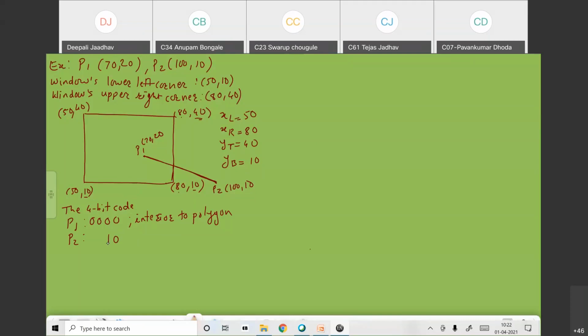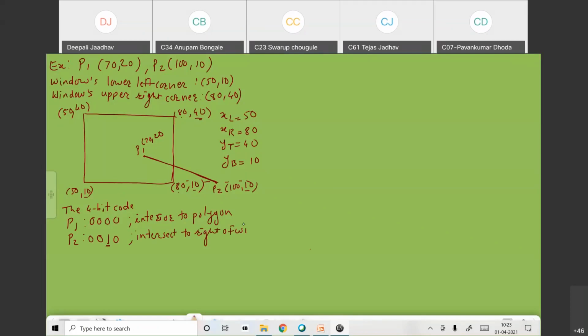Whether it intersects the top? No. Whether it intersects the bottom? No. Why? Because it is 10, means it touches only the bottom, not intersect the bottom. And that's why the code for P2 is 0010, only it touches the right side of the window. So it intersects to the right of the window.